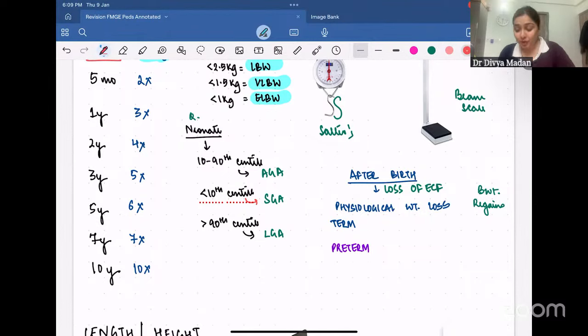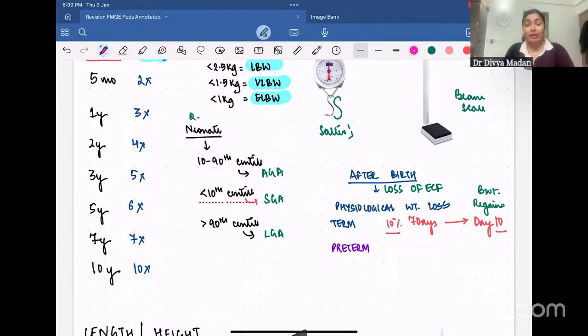Normally, in a term child, this weight loss can be up to 10%, right? And this weight loss happens in the initial 7 days of life, right? There is physiological weight loss that happens initially over the 7 days of life, and the child gains the birth weight by day 10. So the 10% weight loss is regained by day 10, right?